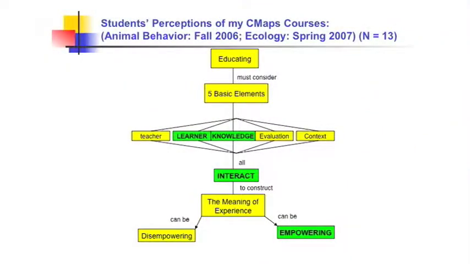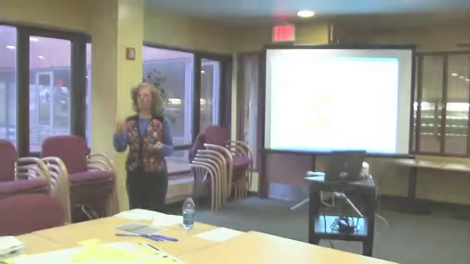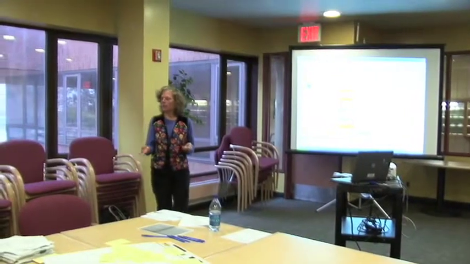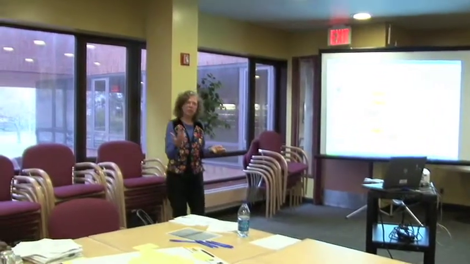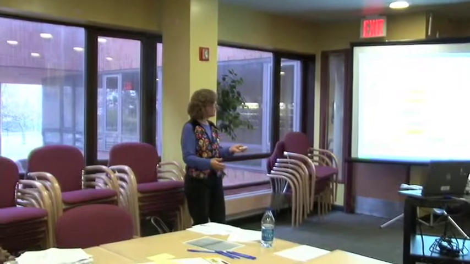But I asked students to use this, which is from Novak. He says, educating must consider five basic elements: the teacher, the learner, knowledge, evaluation, and the context of learning. All interact to provide the meaning of experience, which can be disempowering or empowering. I asked my 13 students to complete this and to just bold in what elements they felt were appropriate. And I asked them to do this for my CMAPS course.